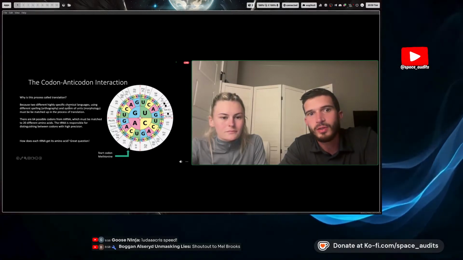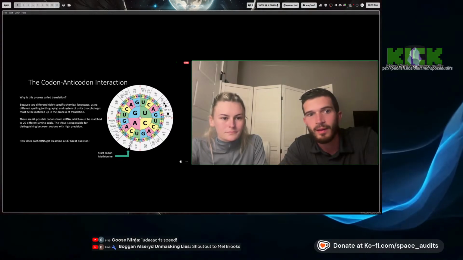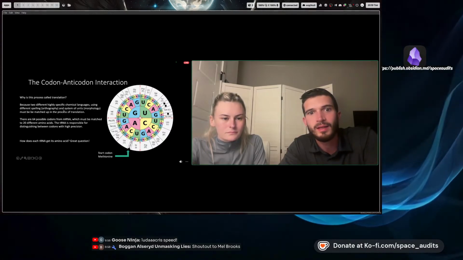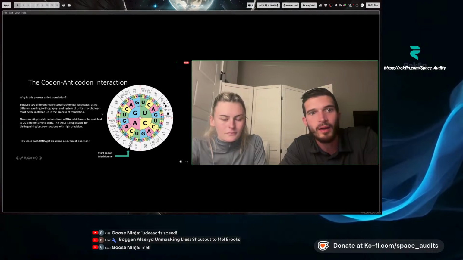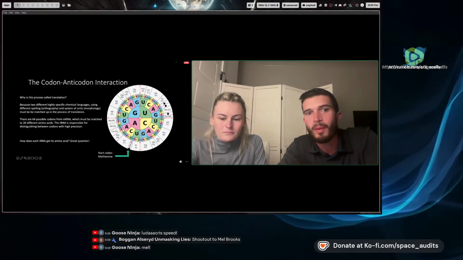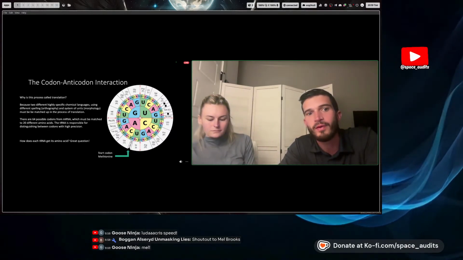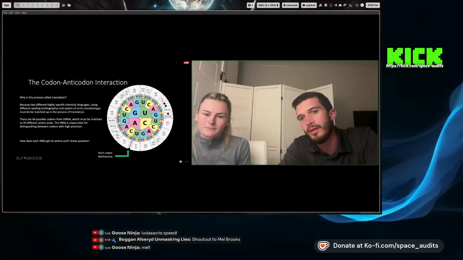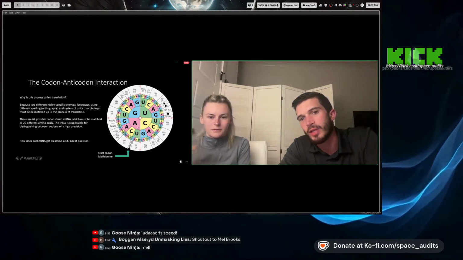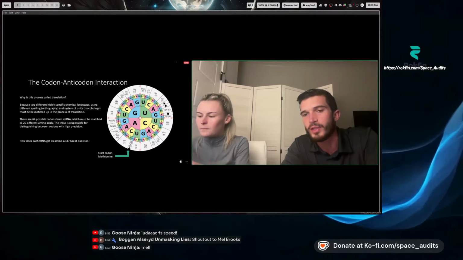Well, because there's two very specific chemical languages using different spelling, or orthography, and a system of units, its morphology. These have to be matched up correctly. And so there's 64 possible codons of mRNA, and it has to be matched for the 20 different unique amino acids. And you can use this wheel right here whenever you're trying to predict what mRNA sequence is going to create which amino acids.